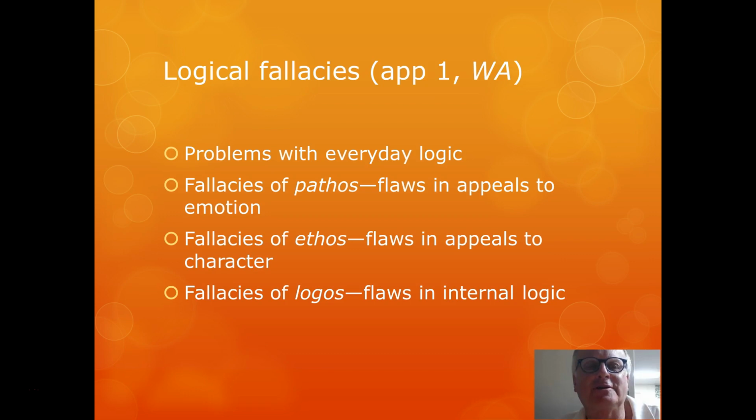Our textbook divides these into three types: pathos, ethos, and logos fallacies. And as you can see, they're flaws in terms of appeals to character or emotion or internal logic. And we see these all the time. If you're a Facebook user or you watch Instagram or you see political information or cartoons or memes of one kind or another, you'll see carloads of this stuff. It seems to be the currency of our time when it comes to politics.